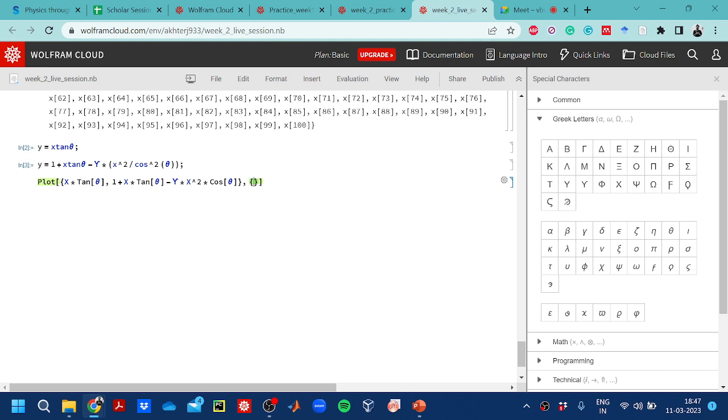So let us specify the limit of x. So suppose x has value from 1 to. So since x is dimensionless, we have to just specify the numbers. So x 1 to 100, and this theta and gamma value, let us manipulate them. So we can write manipulate. So we are manipulating here two parameters. One is theta and another one is gamma.